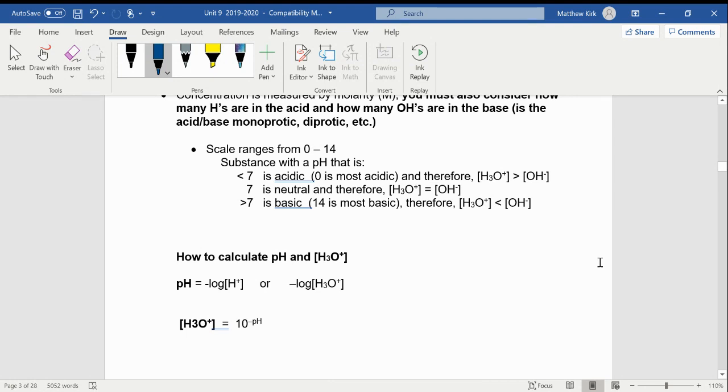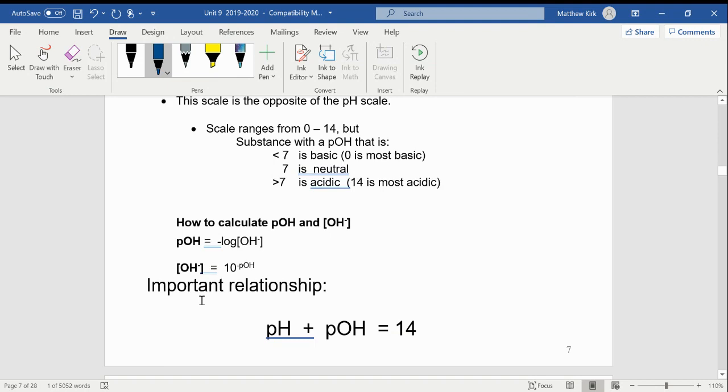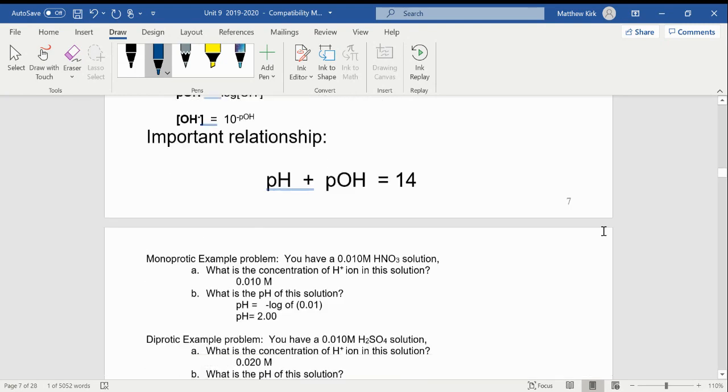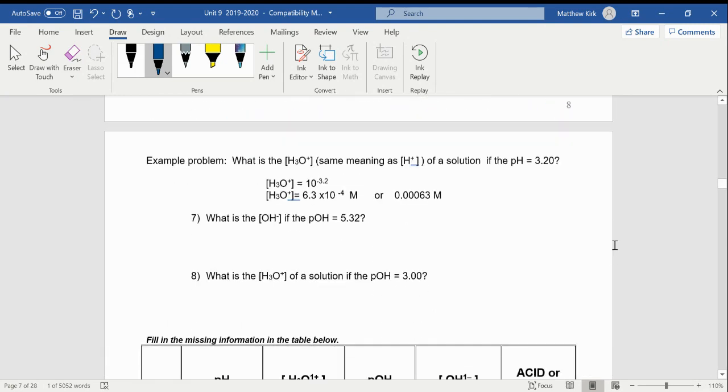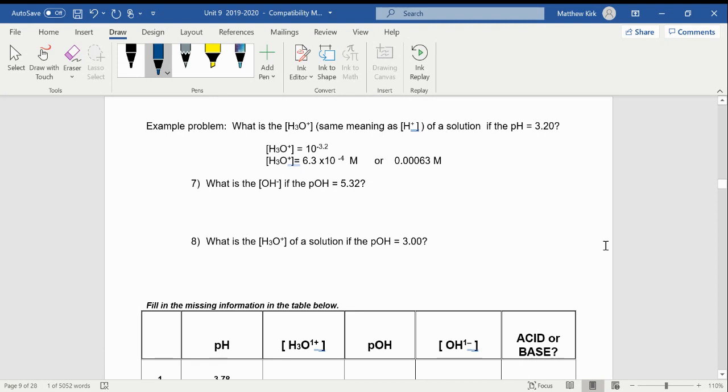So page 7 tells us if we're trying to find the H3O plus, the hydronium ion, and remember H3O plus is the same as H plus concentration. To find that, it's 10 raised to the negative pH. And if we're asked to find our hydroxide ion concentration, remember that's 10 to the negative pOH. So let's try some on page 7 and 8.